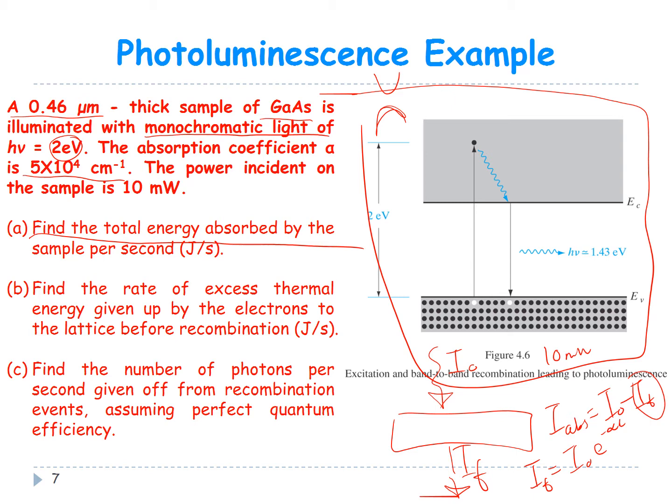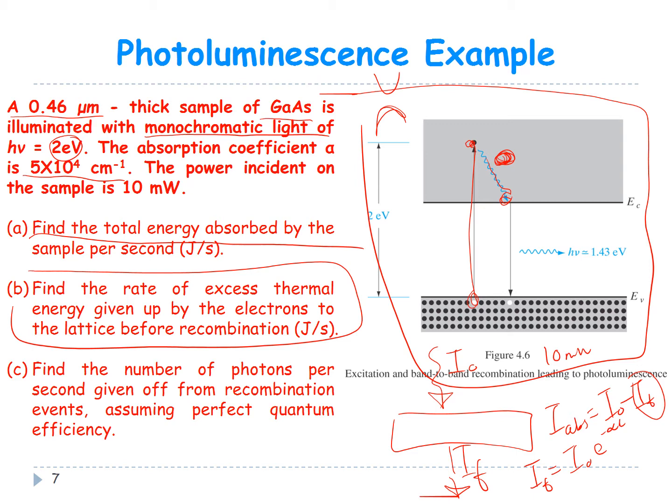And then the second question is, find the rate of excess thermal energy given up by the electrons to the lattice before recombination. Remember that if you excite an electron into the conduction band, it loses its energy to the lattice through scattering mechanisms until it reaches the bottom of the conduction band. So we want to find this energy here. This one we want to calculate, and that's not going to be difficult at all.